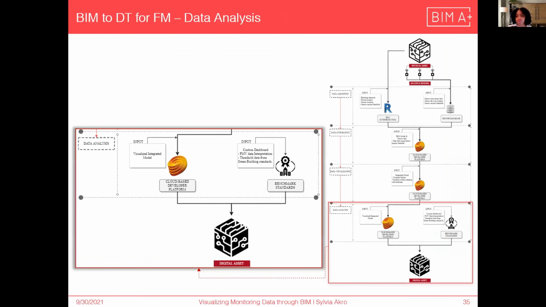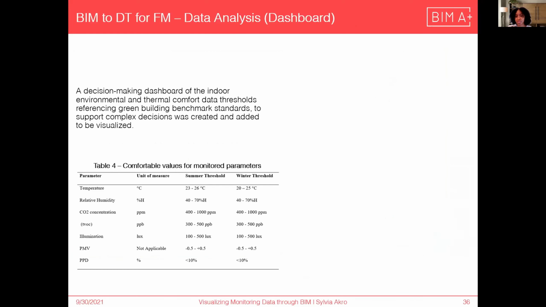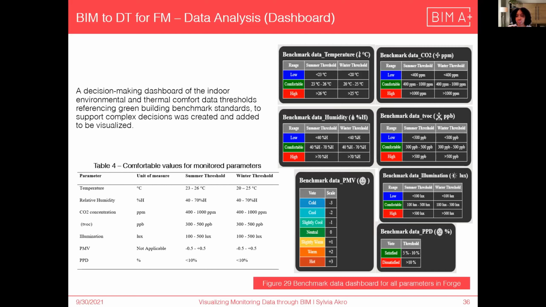This part talks about the data analysis, which is the main contribution of this research. Here, a decision-making dashboard was used with reference to green standards, and this identified the threshold parameters for each monitored sensor, and a dashboard was created. You can see it falls under 3 different ranges: the low, the comfortable, and the high. This is used to understand and interpret the data collected from these sensors, to make sense of it and be able to make in-time decisions.